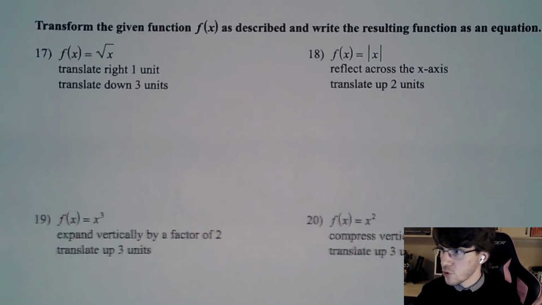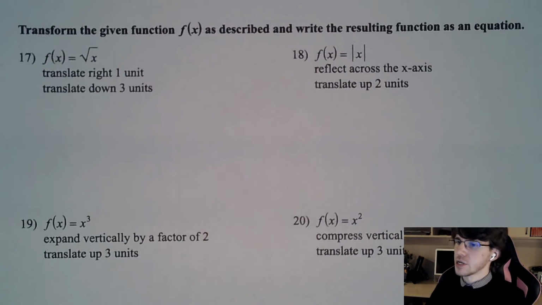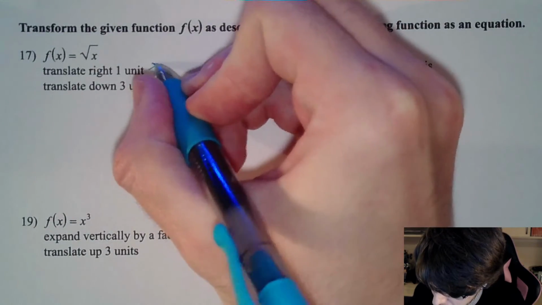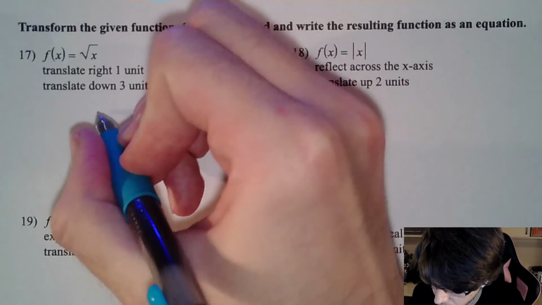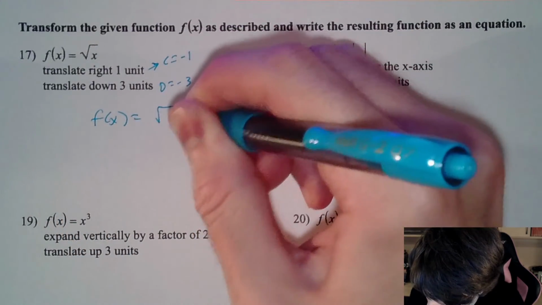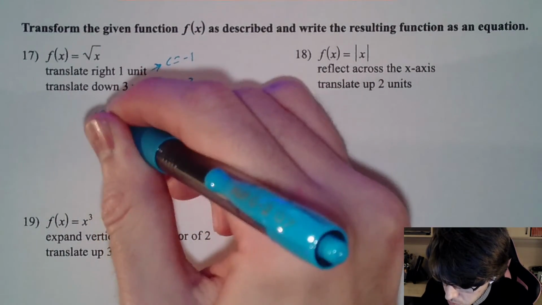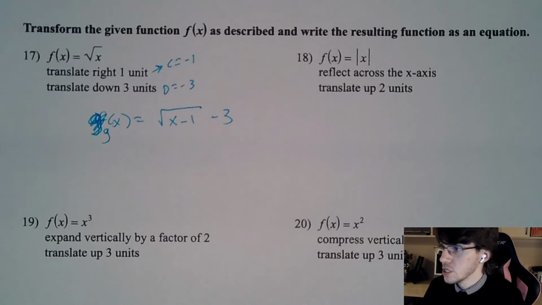There we go. Let's do it. We're moving on to number 17. We are almost done, guys. We only have 4 left. Power through. Transform, and write the resulting function as an equation. So now we just have to figure out what these letters are. This one says right 1, down 3. So C is equal to -1. Be careful. D is equal to -3. Write the answer. g of x equals the square root of x minus 1, minus 3. That's g of x. Whoops, that's a g. It's a beautiful g. Most beautiful g.